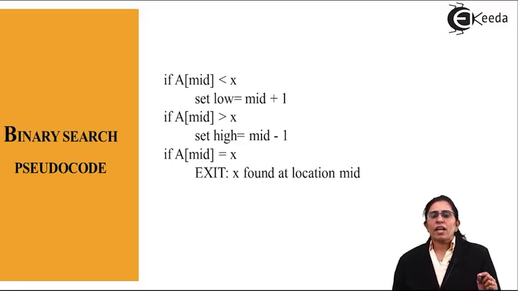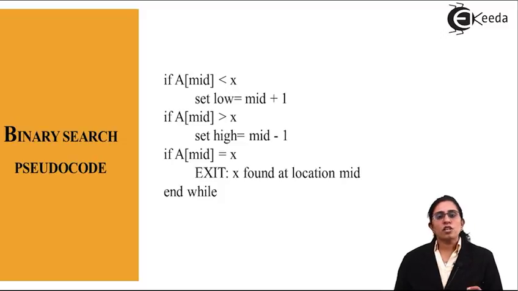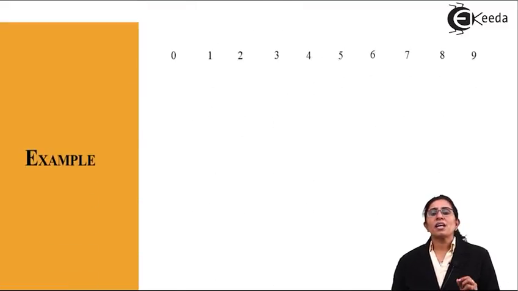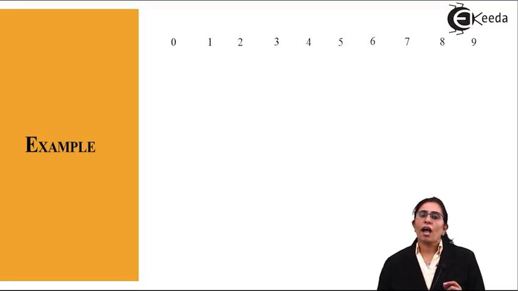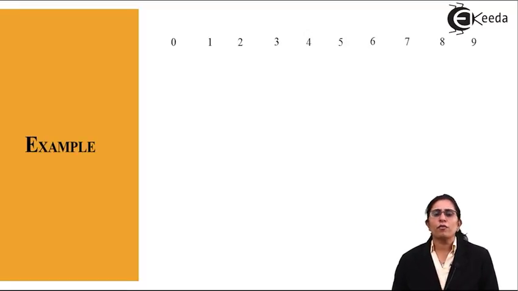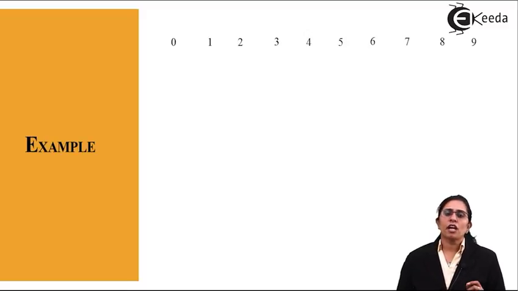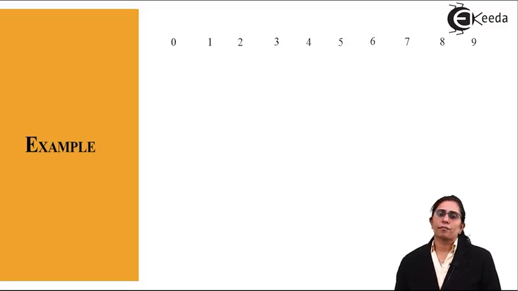And with this we end the while loop. Now this will work recursively in continuation, and here the procedure comes to an end. Now let's see an example of what happens. Here I have given the index locations of my array. If you see, it goes from 0 to 9.